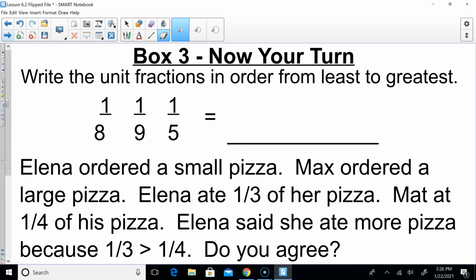Elena ordered a small pizza. Max ordered a large pizza. Elena ate 1/3 of her pizza. Max, holy typo city, how about Max ate 1/4 of his pizza. Elena said she ate more pizza because 1/3 is greater than 1/4. Do you agree? Ooh, a great question. Why or why not? I'm excited to hear and see your answers for that one.